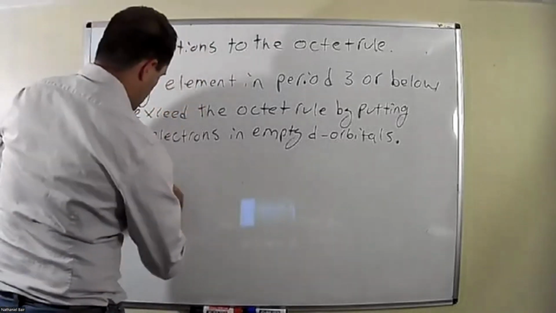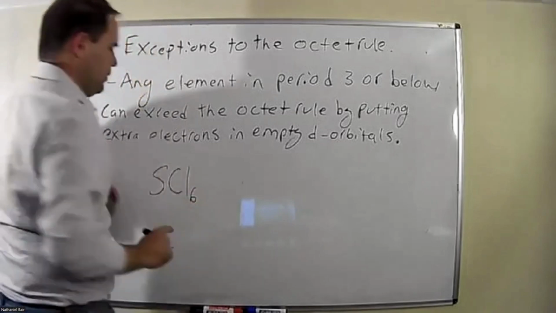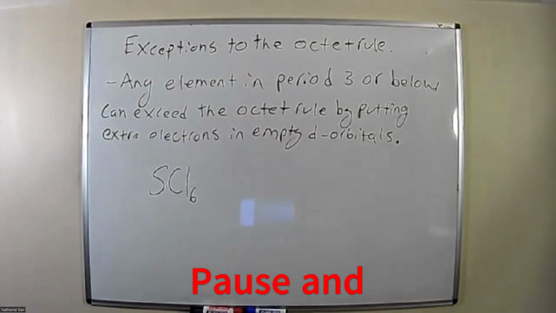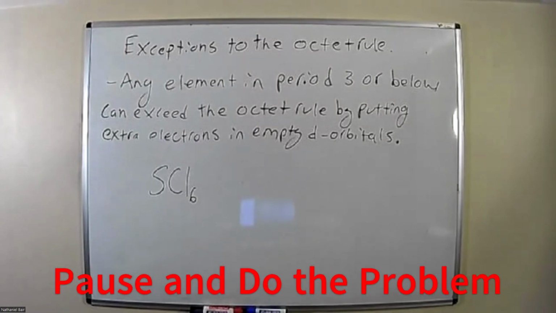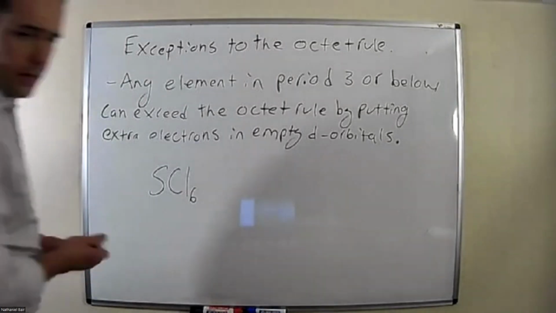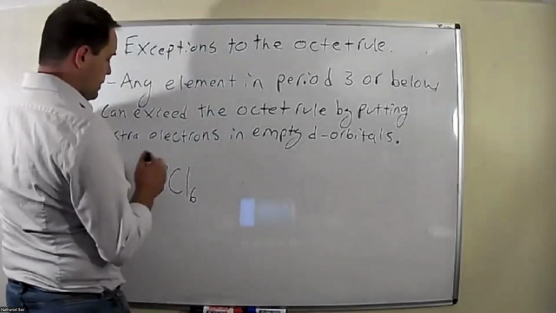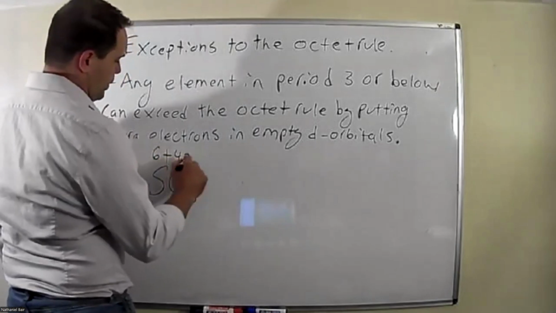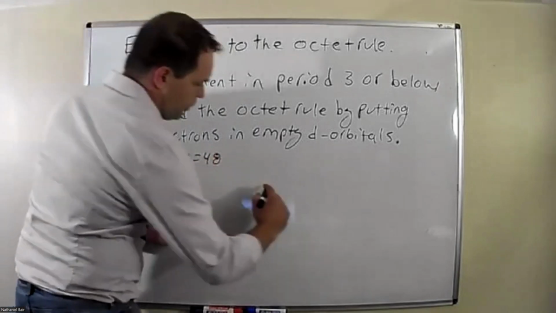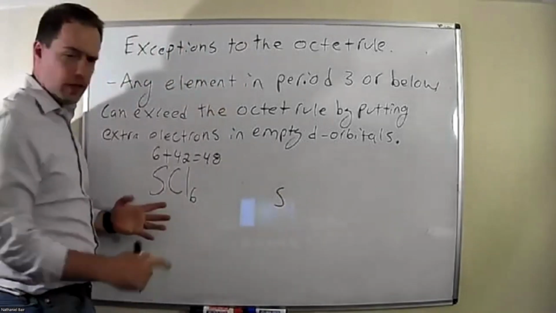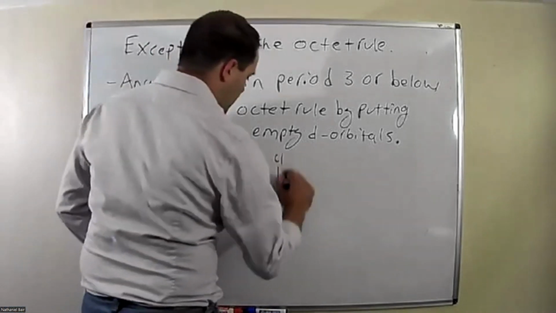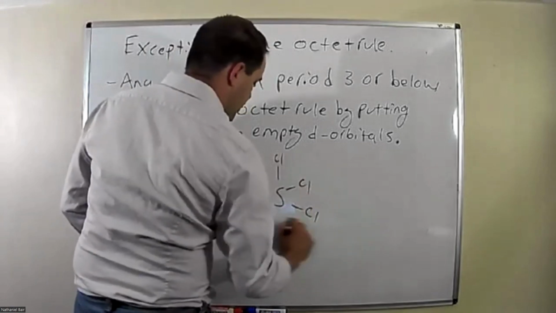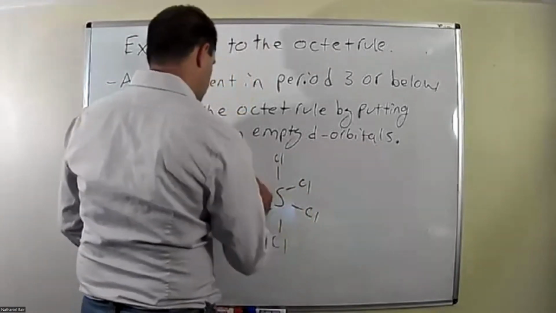How about sulfur hexachloride? Wrap that one up. Give it a shot. See if you can't figure it out. All right. SCl6. We got 6 for sulfur. We got 7 from each chlorine. That's 42. You got 48 electrons. You're going to put sulfur in the middle. What is this? 6 chlorines? It's okay. 1, 2. I'm going to do it like this. 2, 3, 4, 5, and 6.